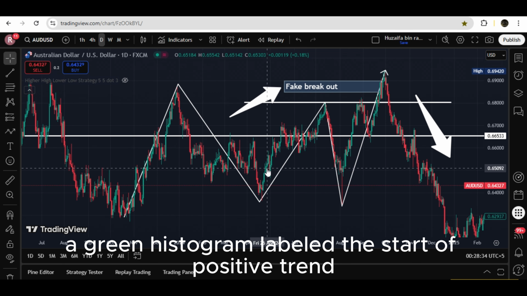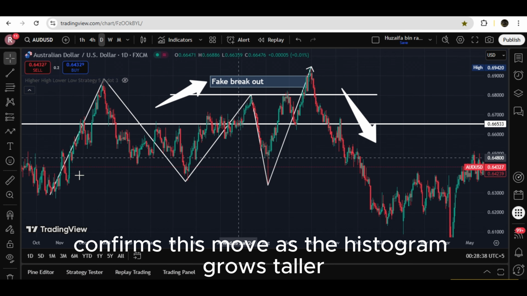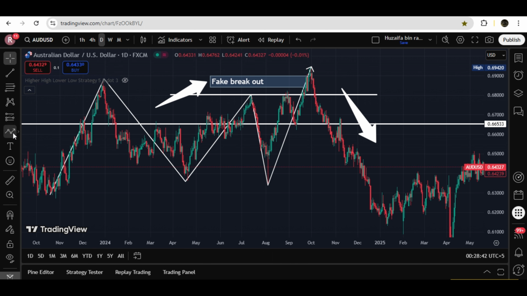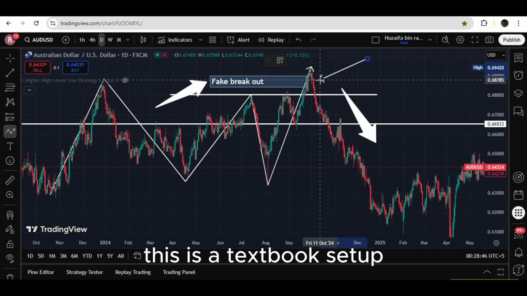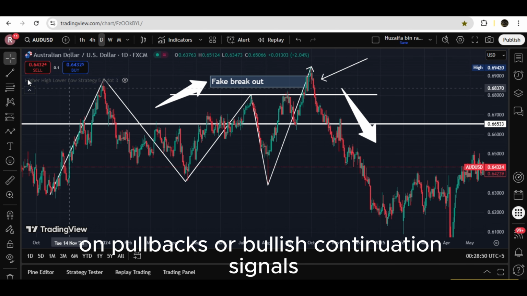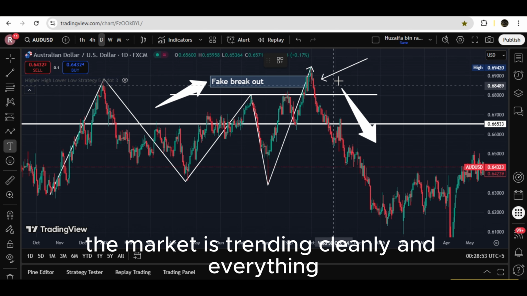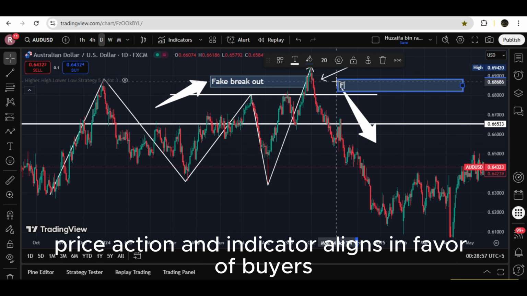At the bottom, a green histogram labeled "The Start of Positive Trend" confirms this move. As the histogram grows taller, it signals increasing bullish strength. This is a textbook setup where smart traders look to enter long positions on pullbacks or bullish continuation signals. The market is trending cleanly, and everything, price action and indicator, aligns in favor of buyers.